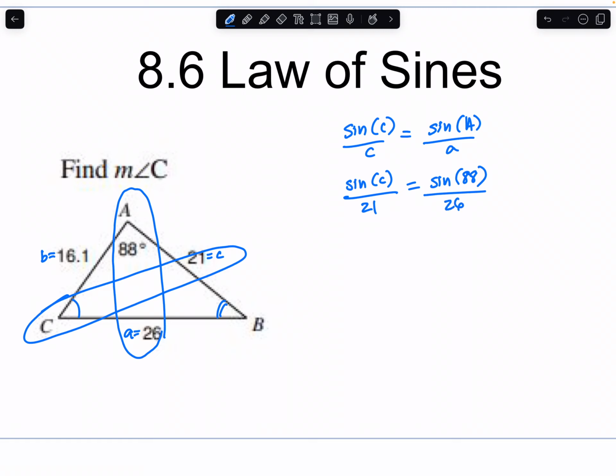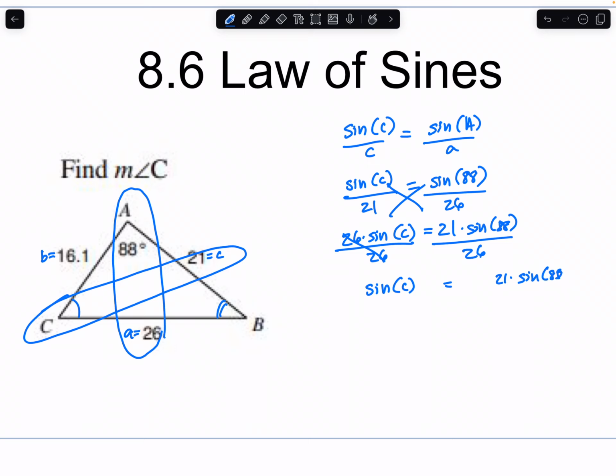Always plug in what you have and then cross multiply and solve for the variable. When you cross multiply, we're going to have 26 times the sine of C equals 21 times the sine of 88. Solving proportions, we always cross multiply, and then we can isolate the variable. We're solving for C, so since we're multiplying by 26, we're going to divide both sides by 26. That gives me sine C of 21 times sine of 88 divided by 26.